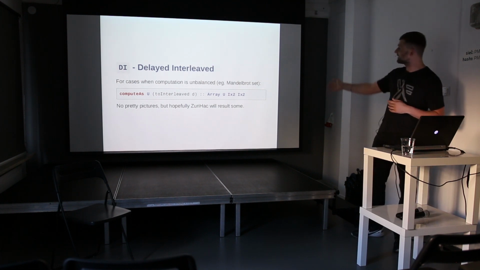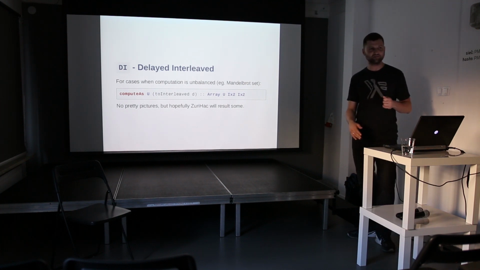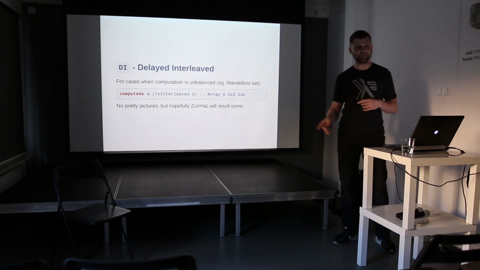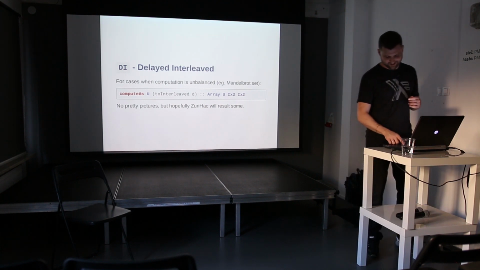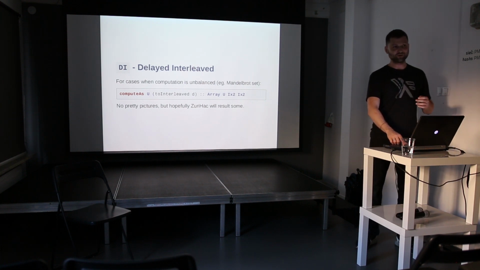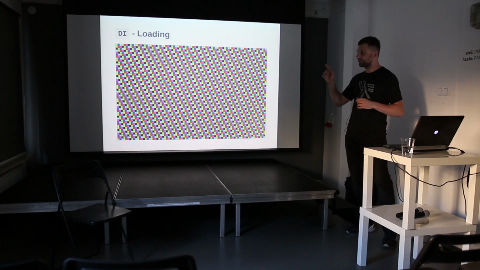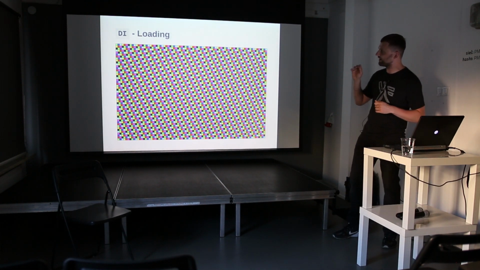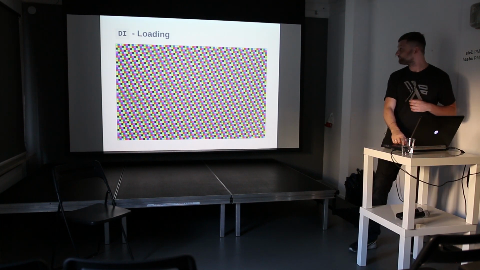There is no example. A good example would be a Mandelbrot set. I don't have any pretty pictures created. And hopefully at Zurich Hack in a few days, there are going to be some volunteers that will implement it, which would be cool. And compare the performance to available arrays, which would be even cooler. So here's how it's interleaved. Here is the same, core color-coded, but one by one. And that's how we deal with unbalanced computation.